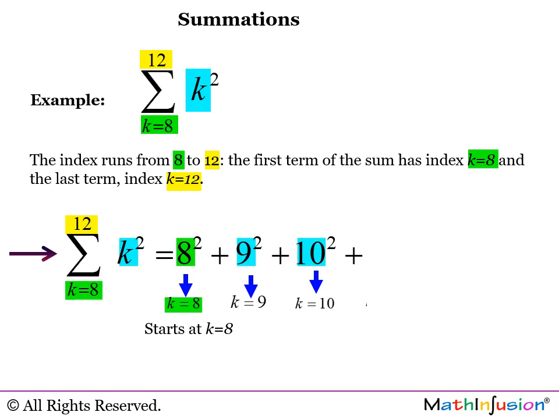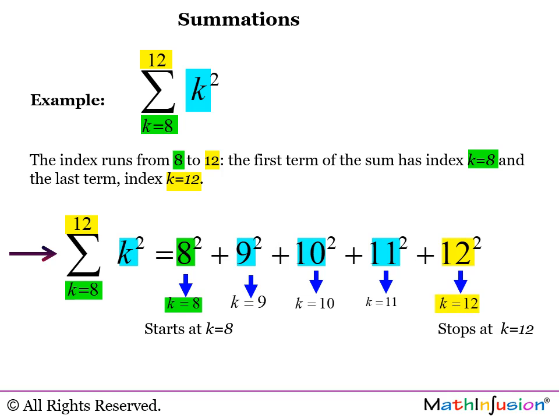Then k equals 10, and we have to add 10 to the power of 2. After this, k equals 11, and we have to add 11 to the power of 2. And then we have to add 12 to the power of 2 because k equals 12. But then we notice that we have to stop here because the upper number on the sigma notation, or the last index, is 12.